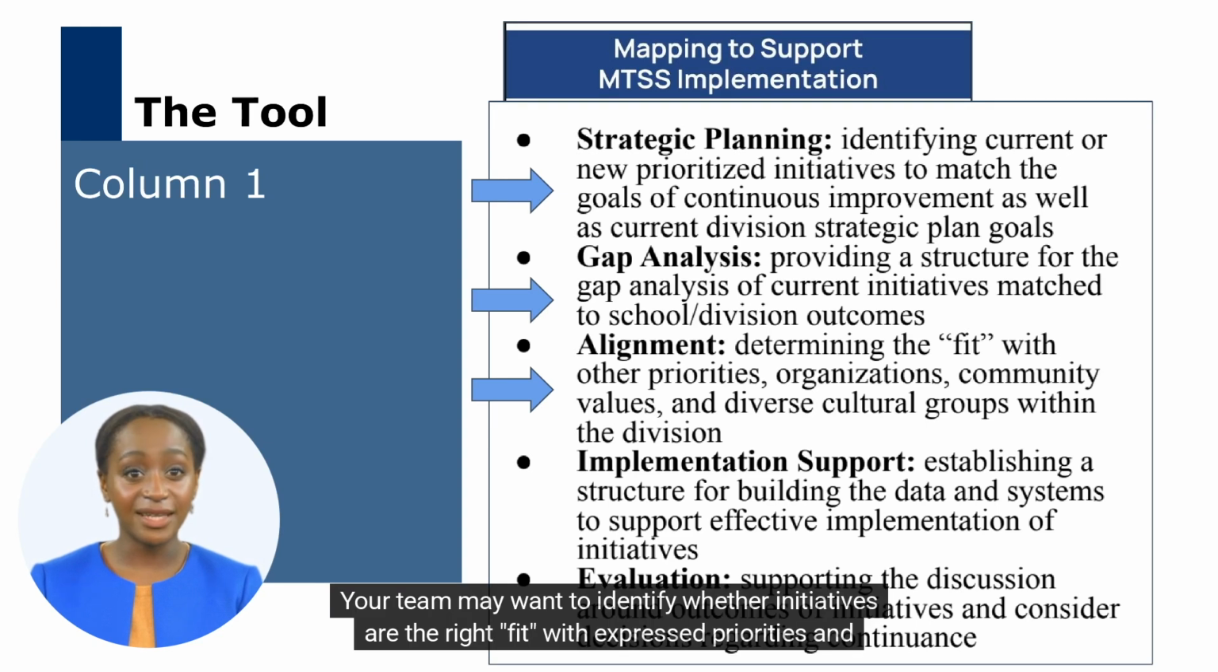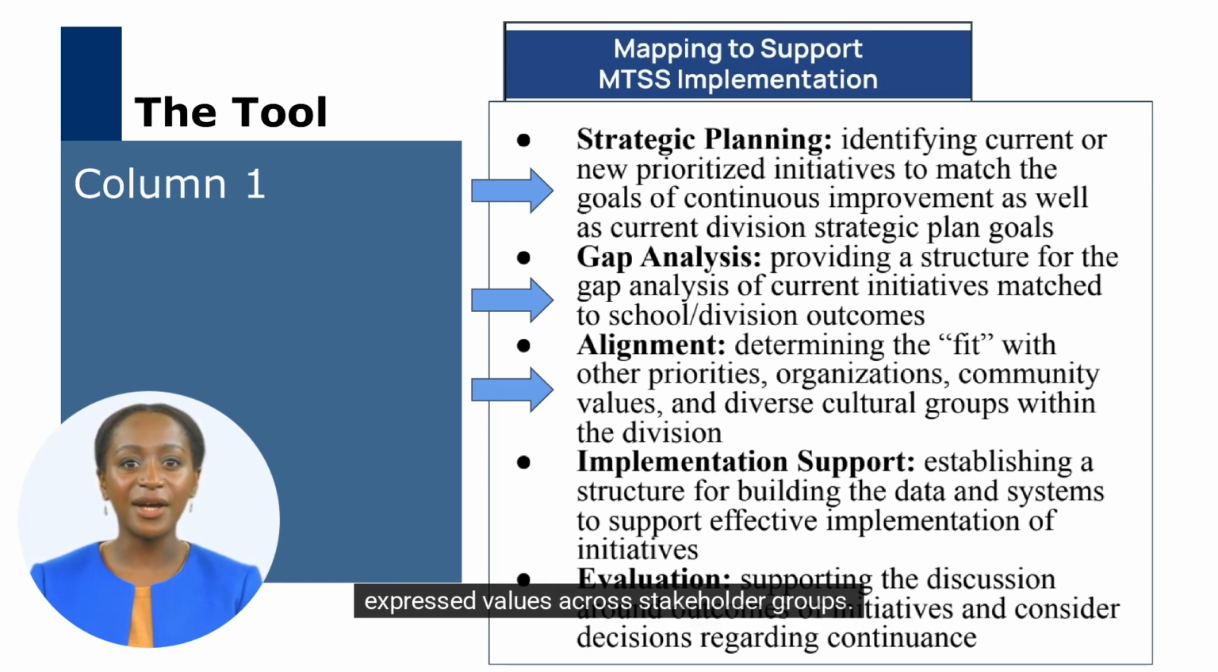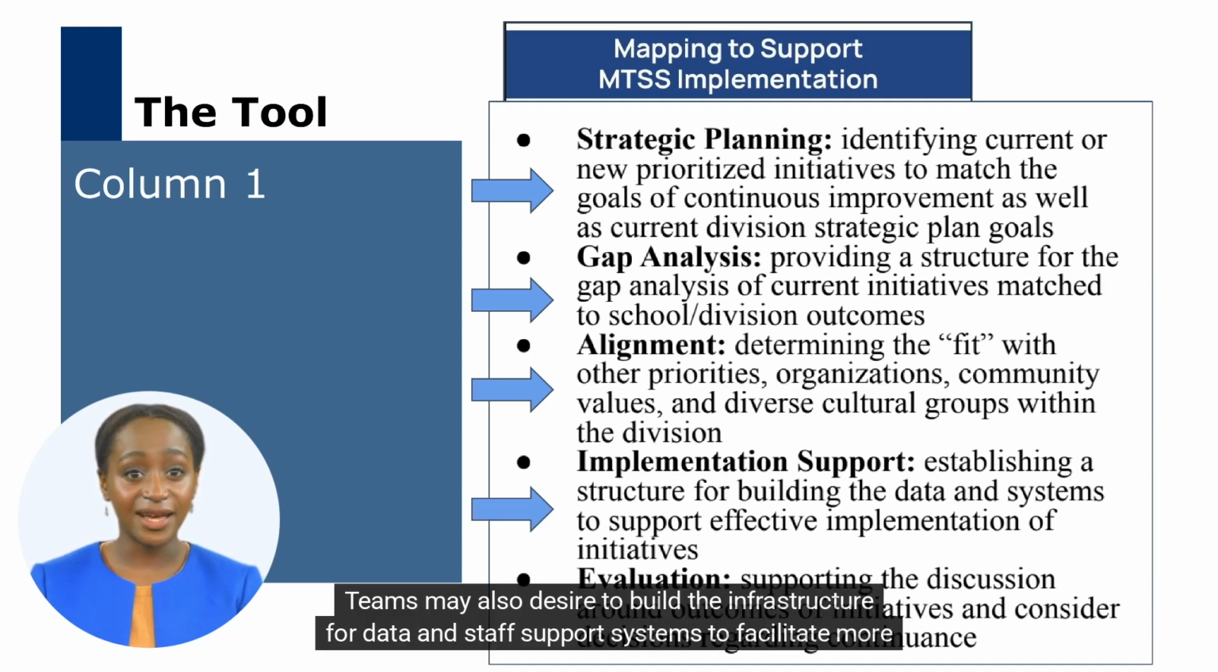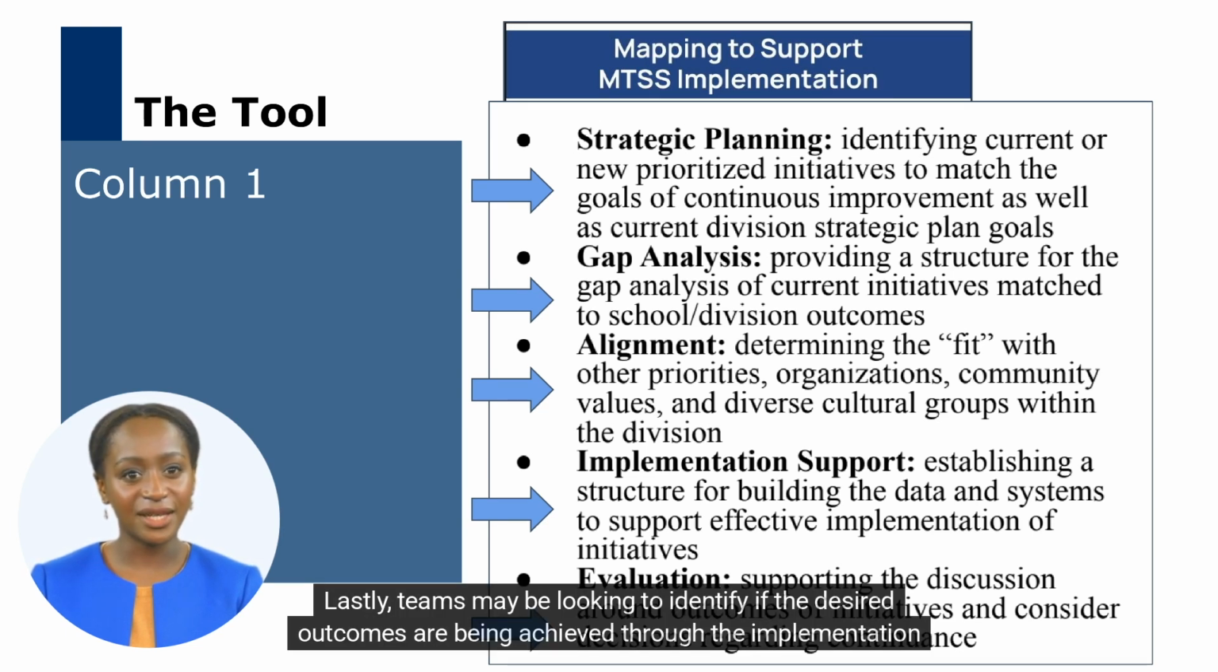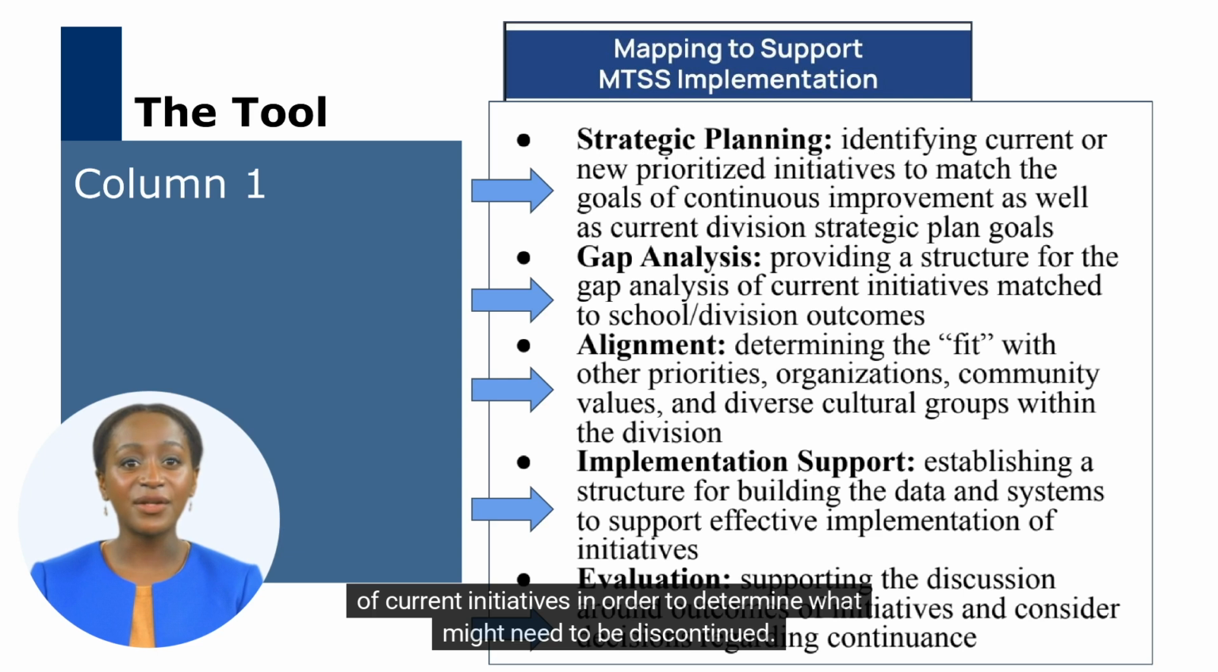Your team may want to identify whether initiatives are the right fit with expressed priorities and expressed values across stakeholder groups. Teams may also desire to build the infrastructure for data and staff support systems to facilitate more effective implementation. Lastly, teams may be looking to identify if the desired outcomes are being achieved through the implementation of current initiatives in order to determine what might need to be discontinued.